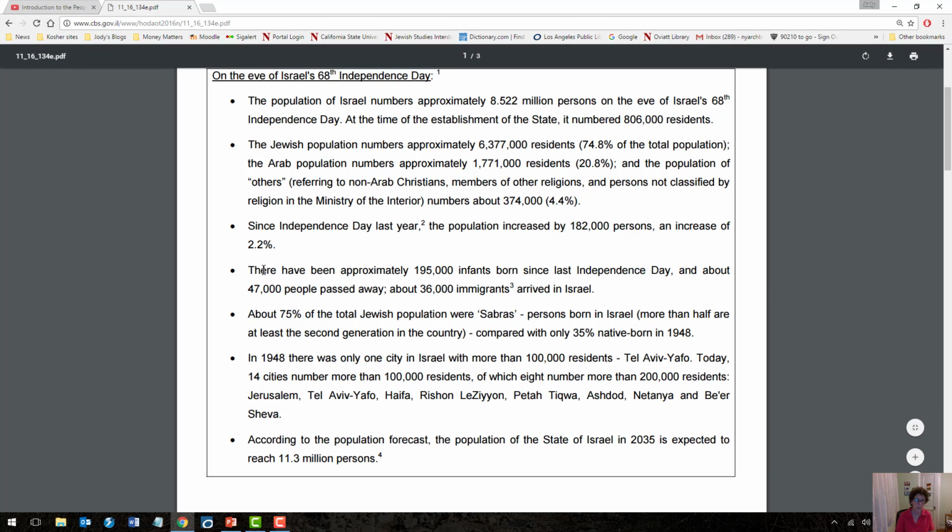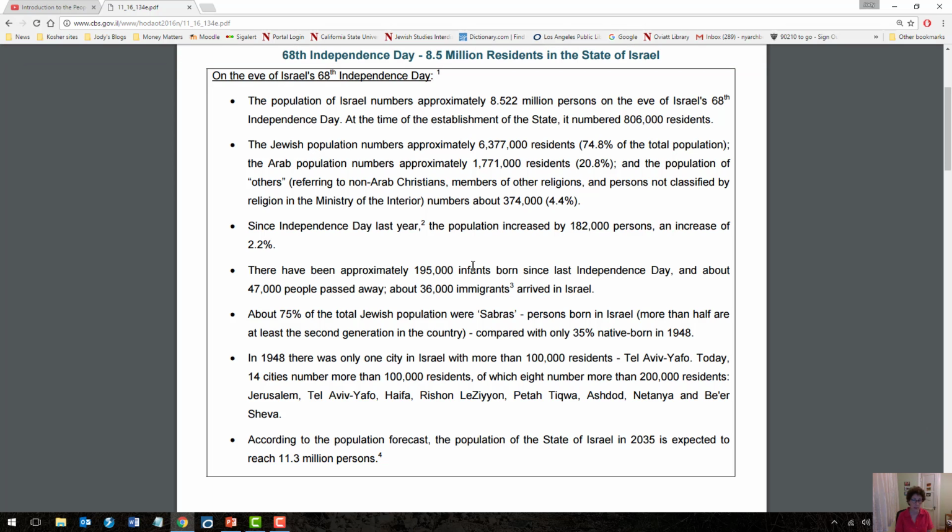And you can see there have been approximately 195,000 infants born since last Independence Day, so in the past year, and 47,000 deaths. So far more people are being born than are dying, and 36,000 new immigrants. What you're going to see here is immigration is regarded as a really good thing. Great. We want immigrants. That's Israel's attitude. We want immigrants.